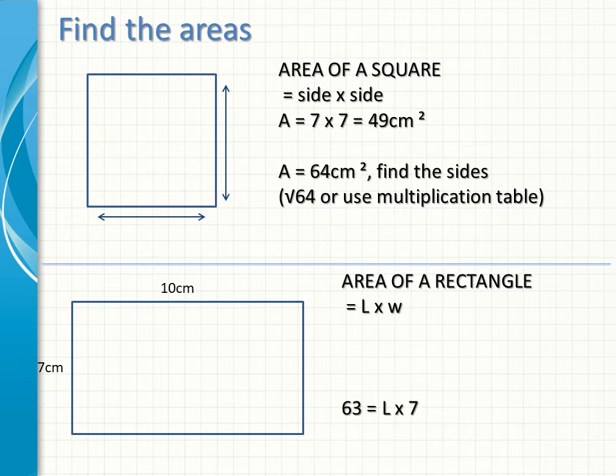Or you simply go to your multiplication table and start searching for a number that gives you 64 when you multiply that number by itself. Because it is a square, side times side is a number multiplied by the same number. So just search your multiplication table.